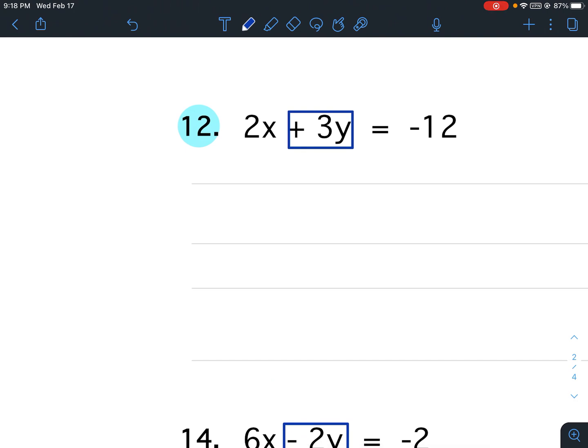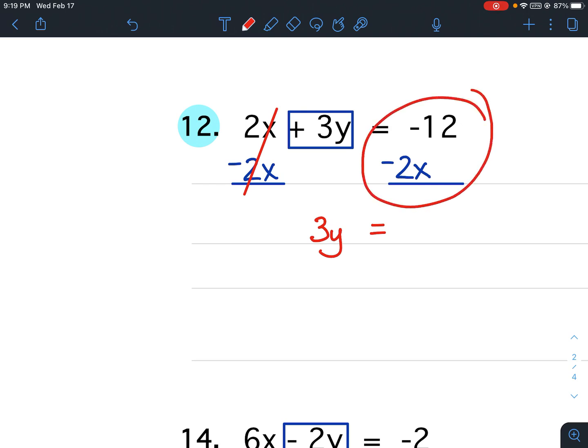So the first thing I need to do is get rid of this 2x. It's a positive 2x, so the inverse would be to make it negative 2x. So I'm going to subtract 2x from both sides. Cancel out the x terms on the left. Bring down the 3y. Try to keep your equal signs lined up. Now, these are not like terms. This is a variable. This is a constant term. Therefore, I cannot combine them. I simply bring down the variable term first and then the constant term last.